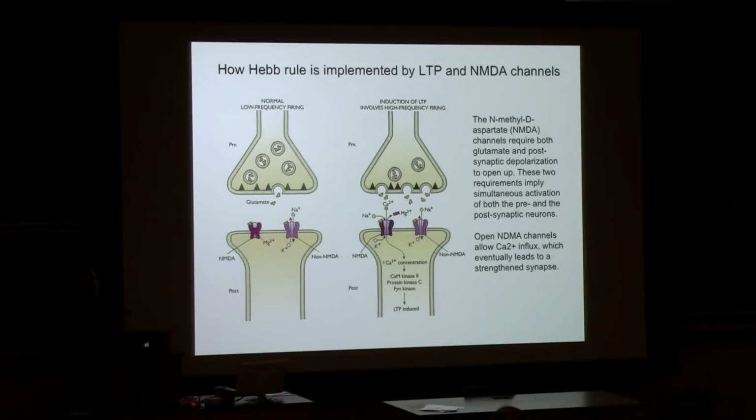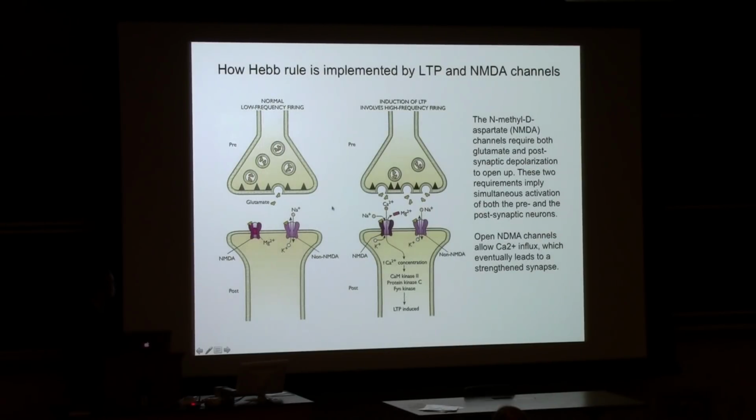It opens only when two factors go together, which is what implements the Hebb rule. It has to be both. One factor is about the presynaptic cell, another is about the postsynaptic cell. This NMDA channel is activated only if you have glutamate and the cell membrane is depolarized.